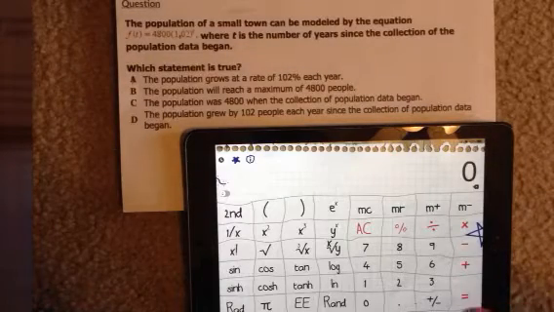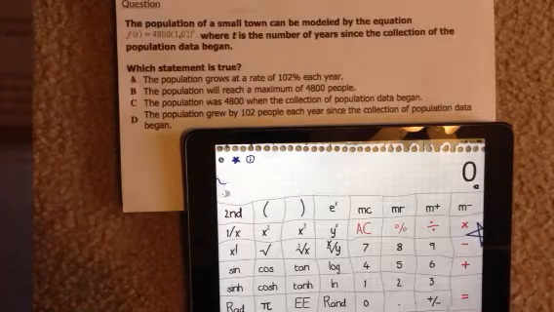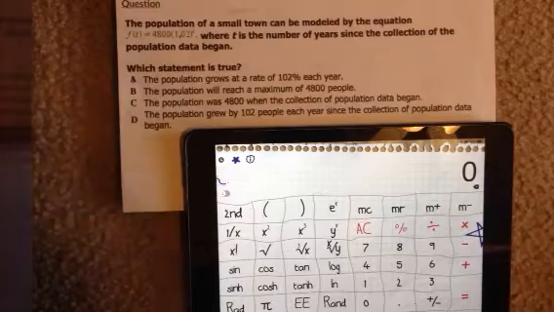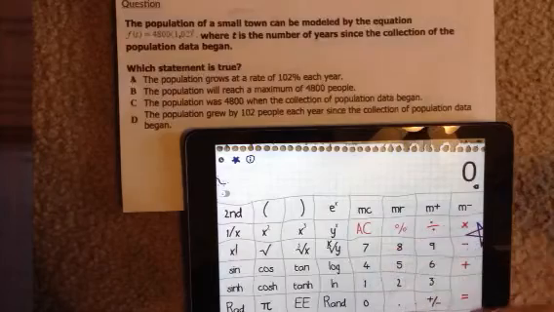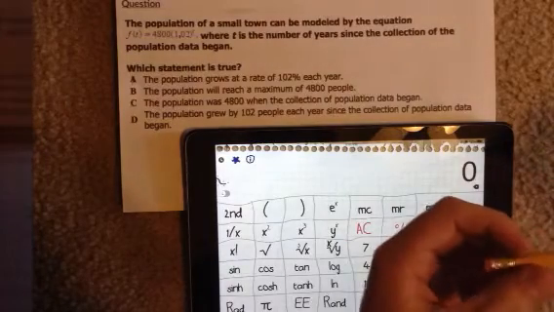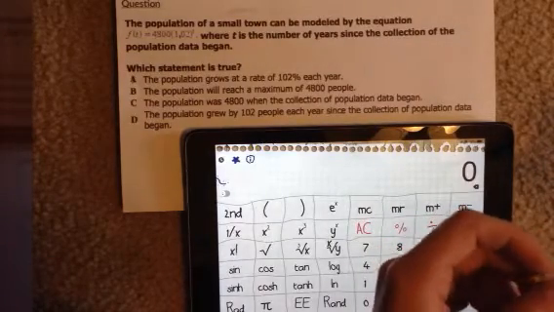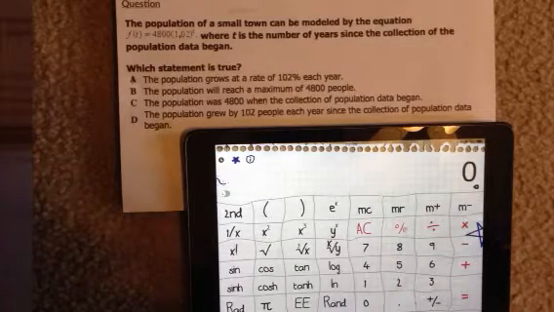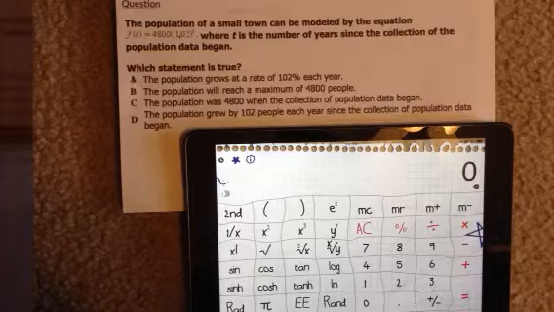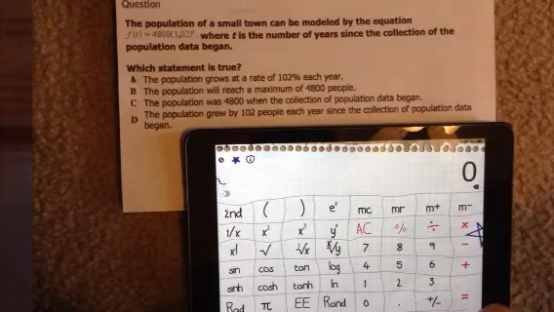This is my Explain the Material assignment for Module 4, and let's get right to it. So the question says the population of a small town can be modeled by the equation f of t equals 4,800 times 1.02 to the power of t, where t is the number of years since the collection of the population data began. Which statement is true?